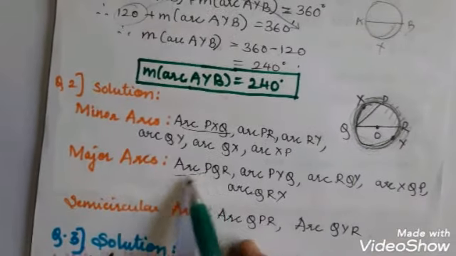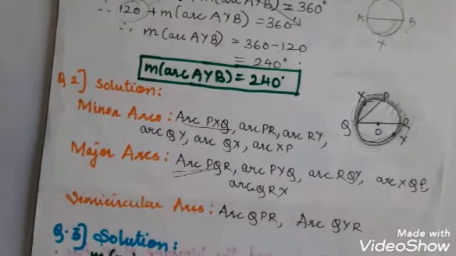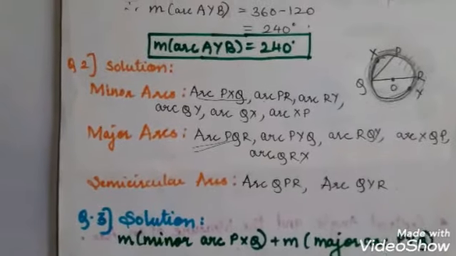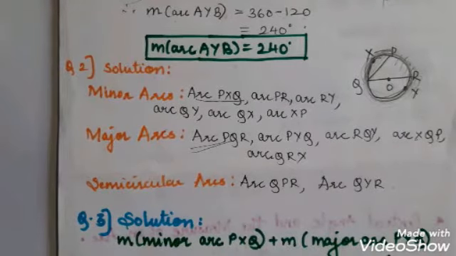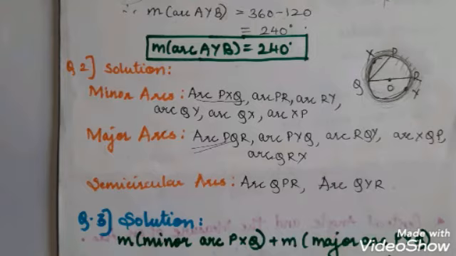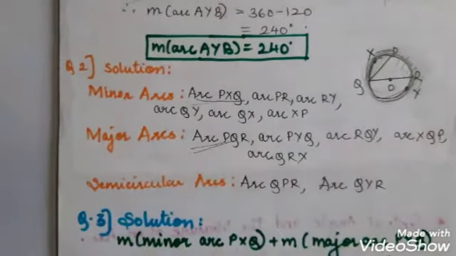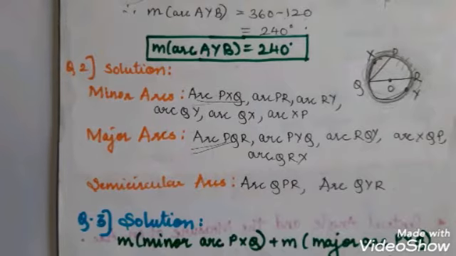Now it is very important to mention the word arc. Wherever there is an arc, you have to mention that word arc. If you don't mention the word arc, then you will get it wrong because you don't know what it is. So it is very important to mention the word arc wherever you are writing the arc of the circle.